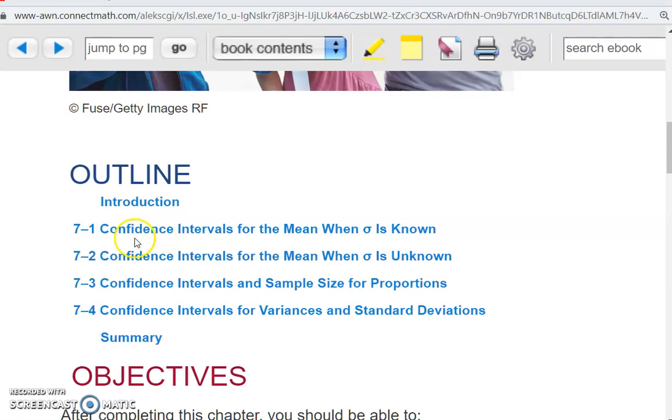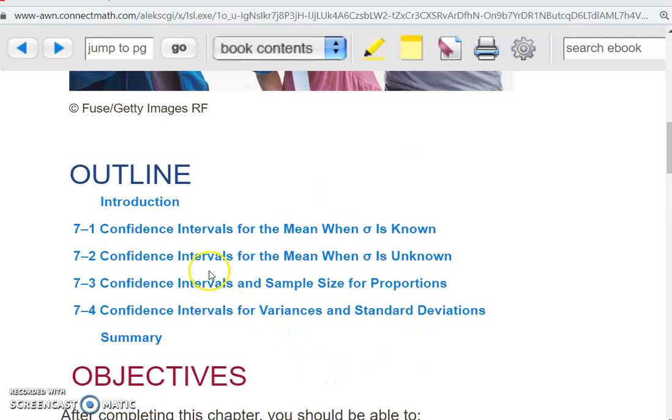In section 7-1, we were talking about confidence intervals for the mean, and in this situation we assume that we know what sigma is, sigma being the standard deviation for the population. And there could be any number of reasons we think that we know what the standard deviation of the population is.